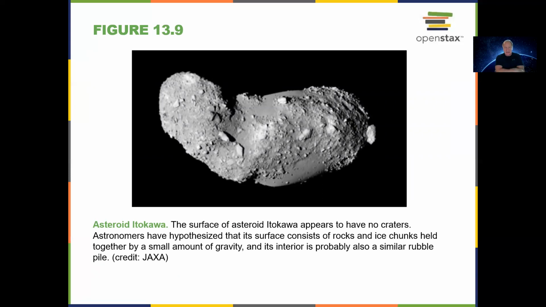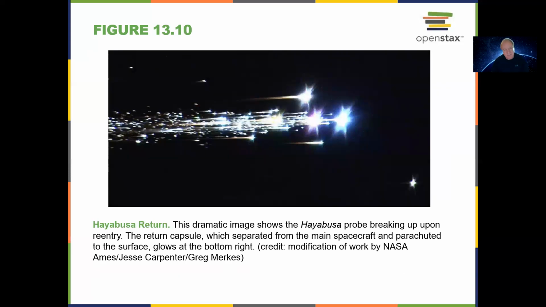Here we see that the surface of this asteroid appears to have no craters, and astronomers have hypothesized that its surface consists of rocks and ice chunks held together by a small amount of gravity. And its interior probably is also of similar rubble, a pile of rubble.